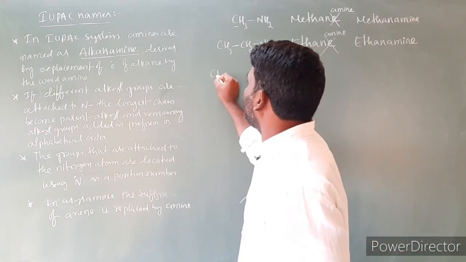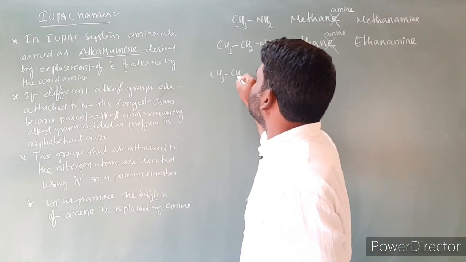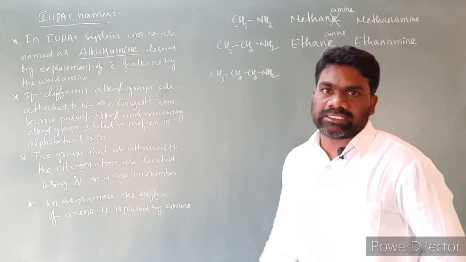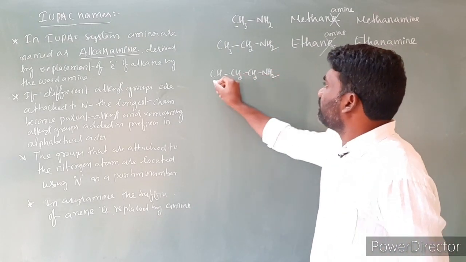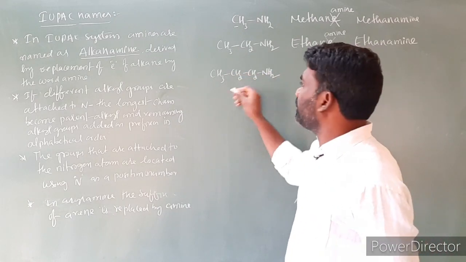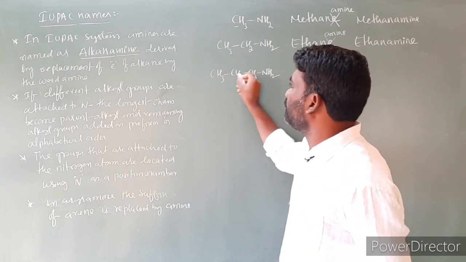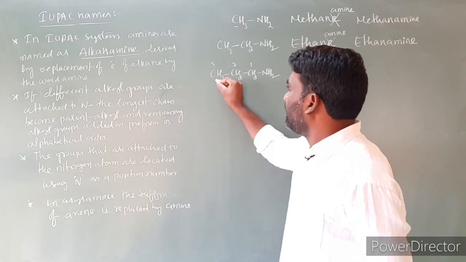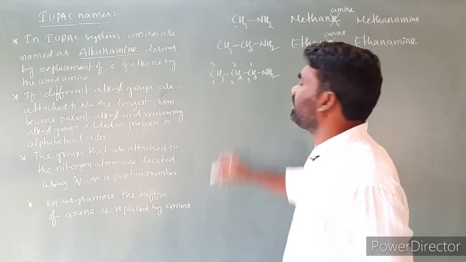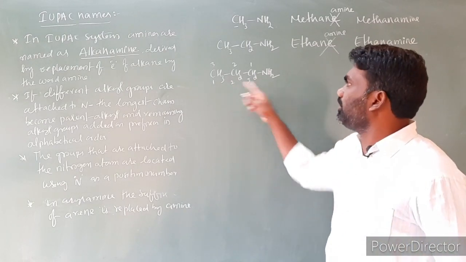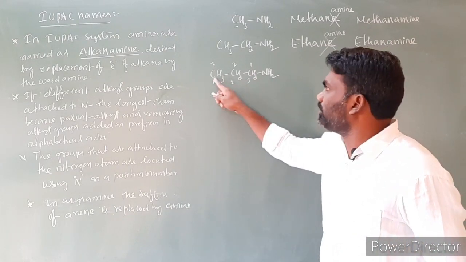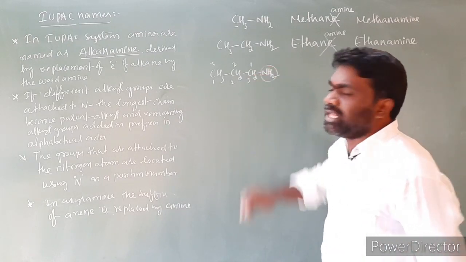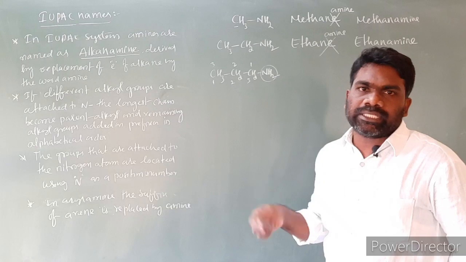Take one more example. CH3, CH2, CH2, NH2. Look at this molecule. Here there are more than 2 carbons. We have to give numbering to this chain. 1, 2, 3 carbons. Numbering is given, and in the other direction it is also 1, 2, 3. We have to give numbering to the chain in such a way that the amine group, nothing but the functional group, gets the lowest possible number.